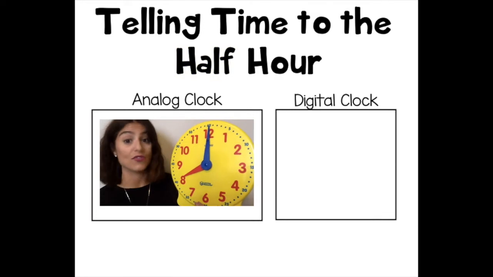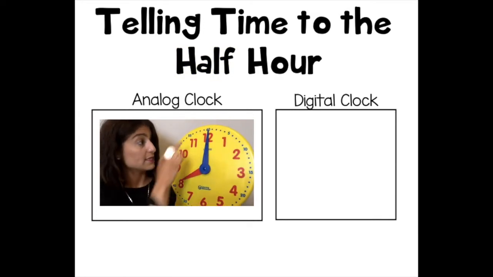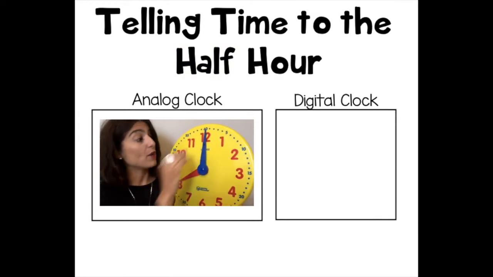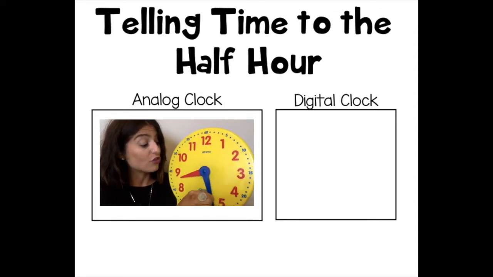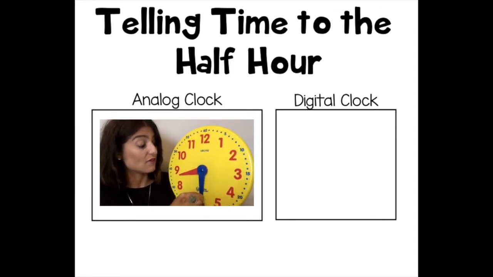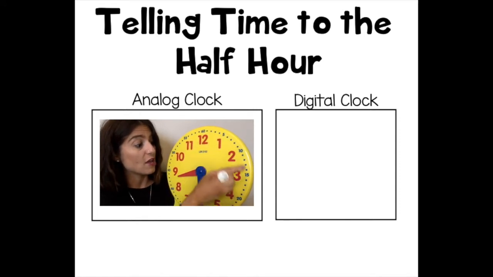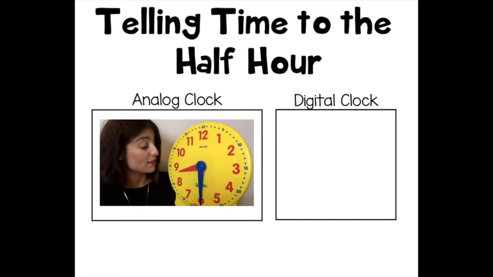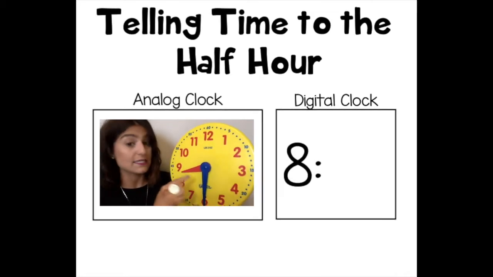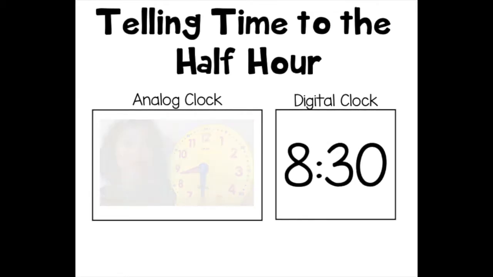So right now, this clock shows 8 o'clock. And what happens if we go half of the clock, that's 30 minutes. 30 minutes have gone by. 5, 10, 15, 20, 25, 30. So this clock shows 8:30.